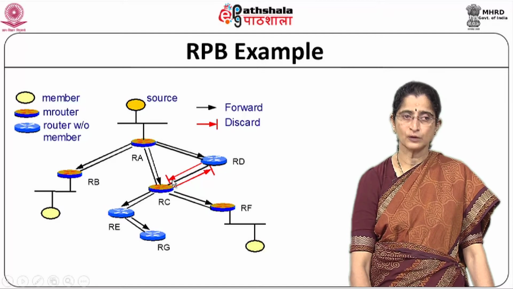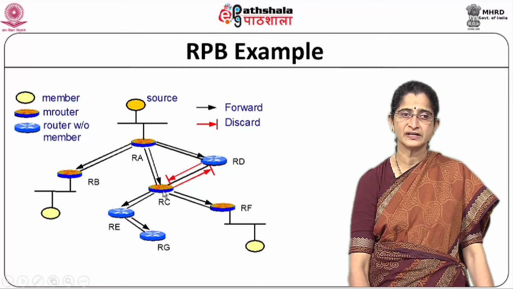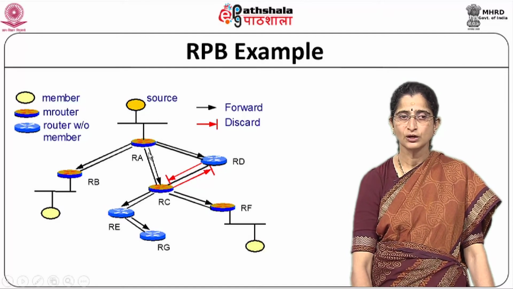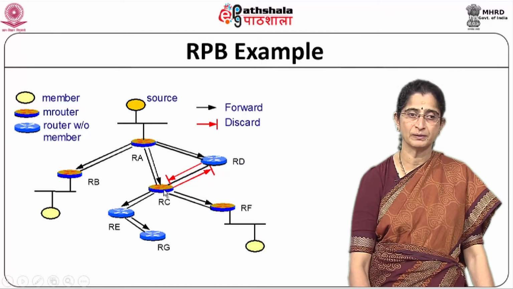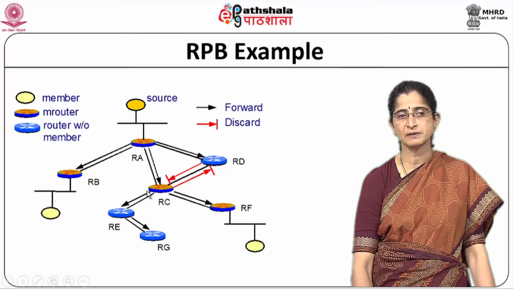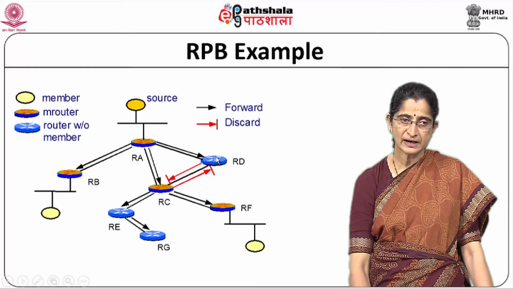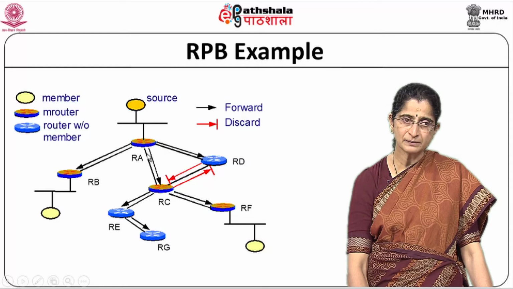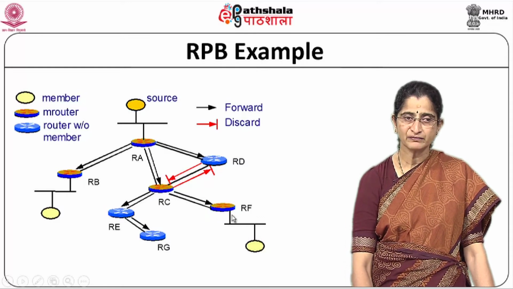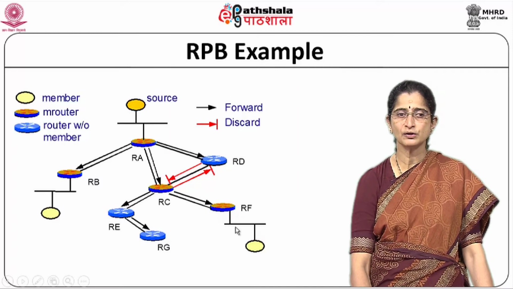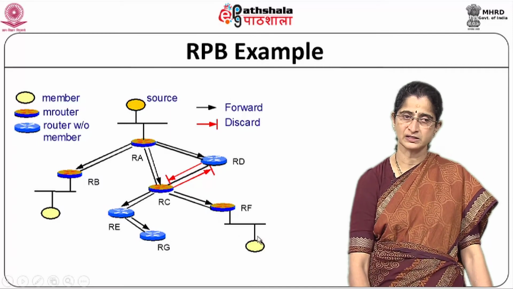You can easily figure that out. That is because it is coming again on an interface which is not the shortest path to the source. Already it has got a packet from RA. So, this packet which is coming again now will also be a duplicate packet, right. So, on 2 counts this packet will be dropped. But already the packet from RA has been forwarded to RE and RF. Okay. RF will automatically now forward it to the corresponding receiver over here.